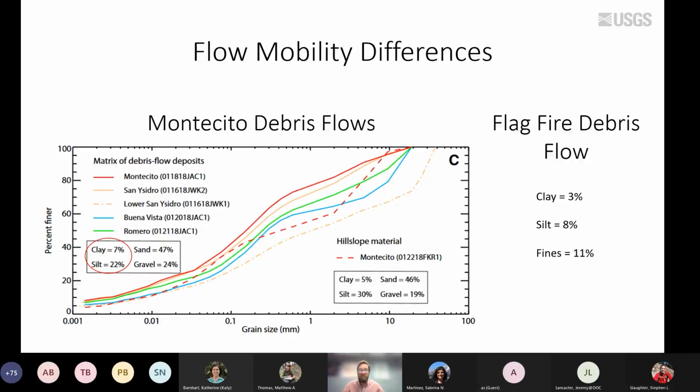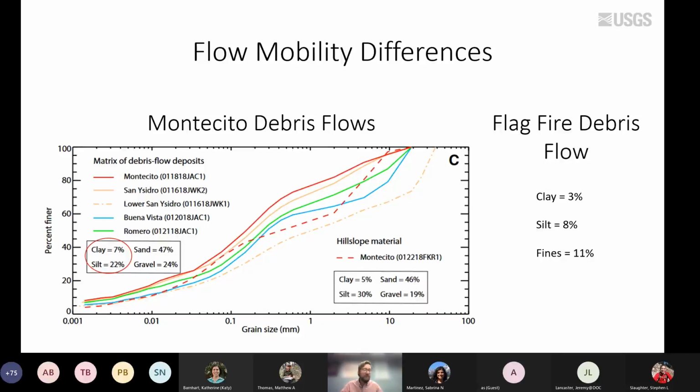But one hypothesis is that differences in the content of fines may influence the flow mobility. So for example, in the Montecito debris flows, nearly 30% of the debris flow matrices were composed of clay and silt-sized particles, which in the past have been hypothesized to increase flow mobility as they help raise and persist pore fluid pressures, which in turn result in more mobile flows. And so we saw that the percent fines at the Montecito matrices were much higher than what we measured at the Flag Fire. The percent fines at different matrices from the Flag Fire debris flow was about 11%.